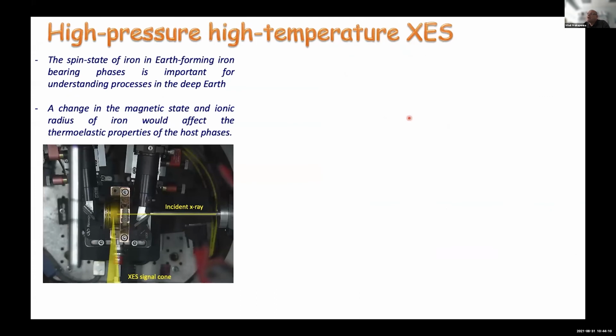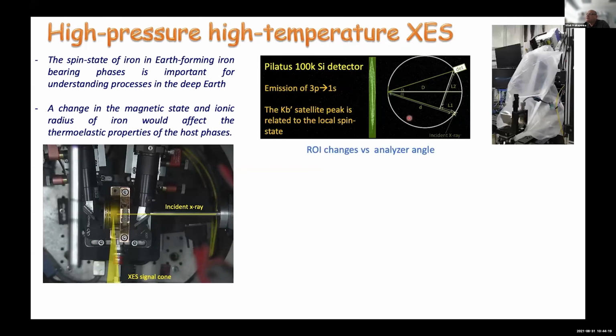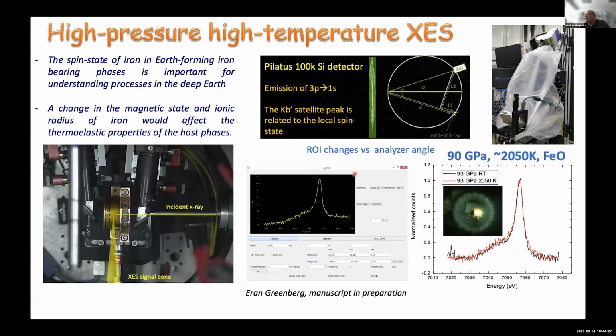And also for high temperature X-ray emission spectroscopy, we can do it in combination with a new detector, where we can scan only the analyzer but keep the detector steady, and combined with laser heating, we can study the spin state of the iron.